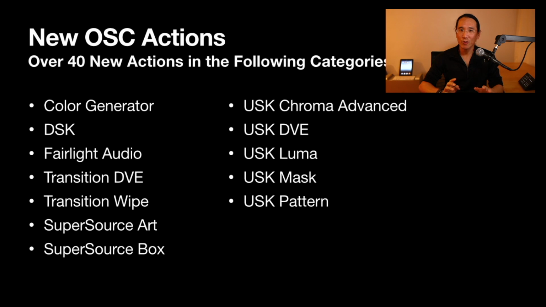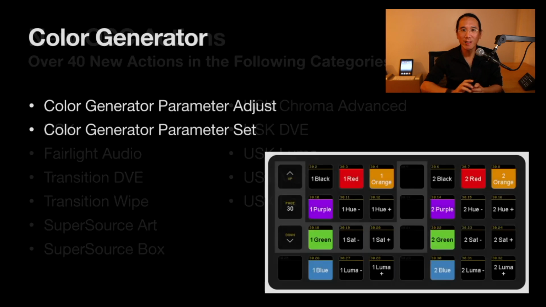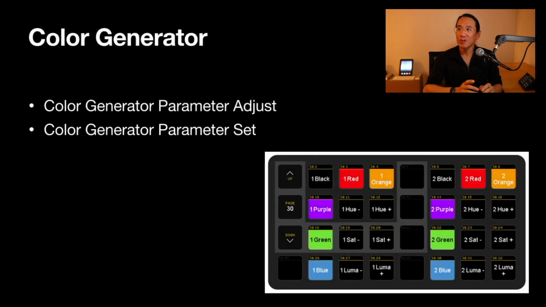So new actions, there's over 40 new actions within the following categories. There's color generators, DSK, Fairlight audio, transition DVE, transition wipe, supersource art, supersource box, chroma, advanced, DVE for the upstream keyer, Luma, mask, and pattern. So we're going to cover these really quickly. The color generators. Now you can adjust the parameters of each color separately, from the hue, saturation, and Luma. So let's give a quick demonstration.